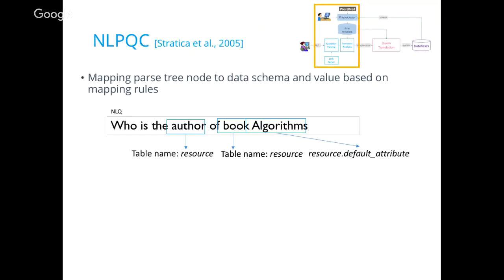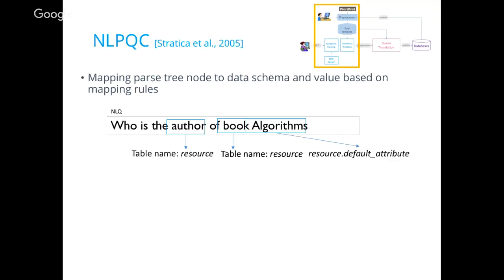So once we have this pre-processing step, and there are also some predefined template rules, which I will show you shortly, we just do direct mapping from the path tree node to data schema and the value. So for example, given this particular sentence, what is the author book algorithm? What the system does is just matching using those simple dictionary lookup and find out, okay, what is author corresponding to, what is book corresponding to, what is algorithm corresponding to.